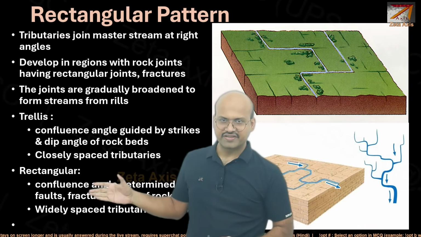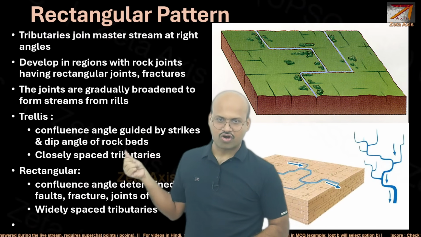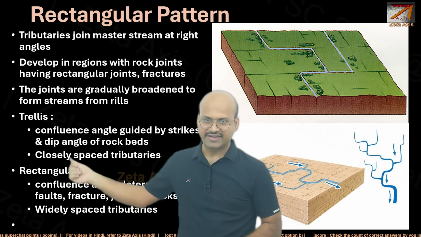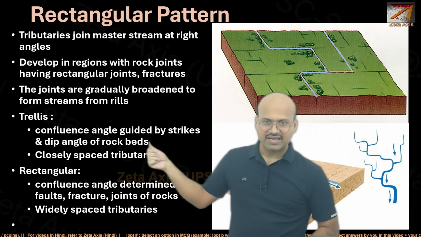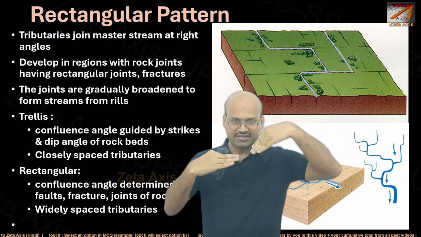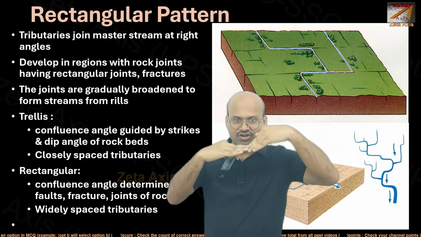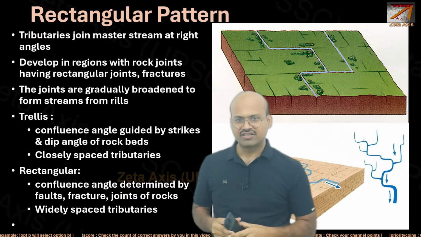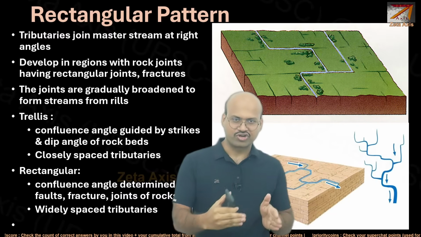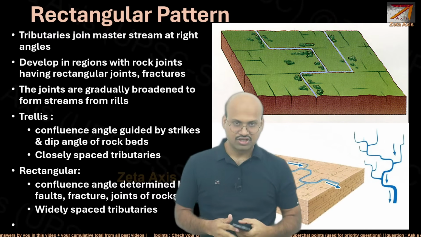So here we can see the difference. Trellis: confluence angle guided by strikes and dip angle of rock beds. So here we are seeing the difference between trellis and rectangular pattern, and it says that the angle is guided by strikes and dip angle of the rock beds. So basically, if there are two rock beds, or if there is one rock bed and it is tilting, the tilt of that rock bed will decide the flow, and there are closely spaced tributaries. So there will be a lot of tributaries flowing from the ridge into the valley, and they will be closely spaced as we saw in the previous slides.